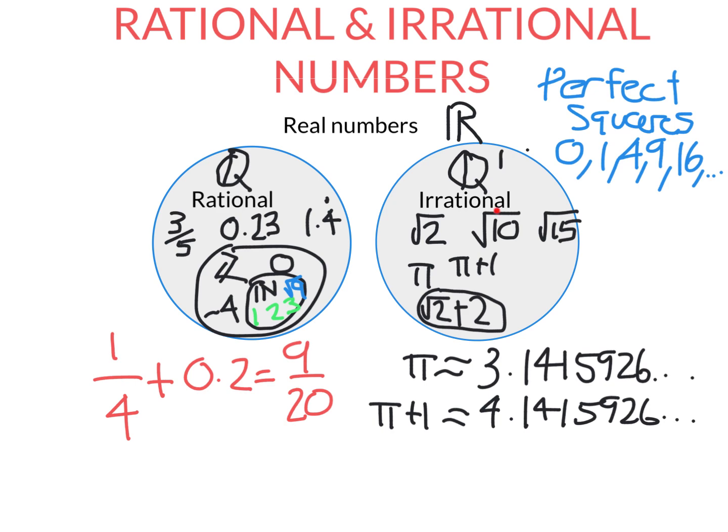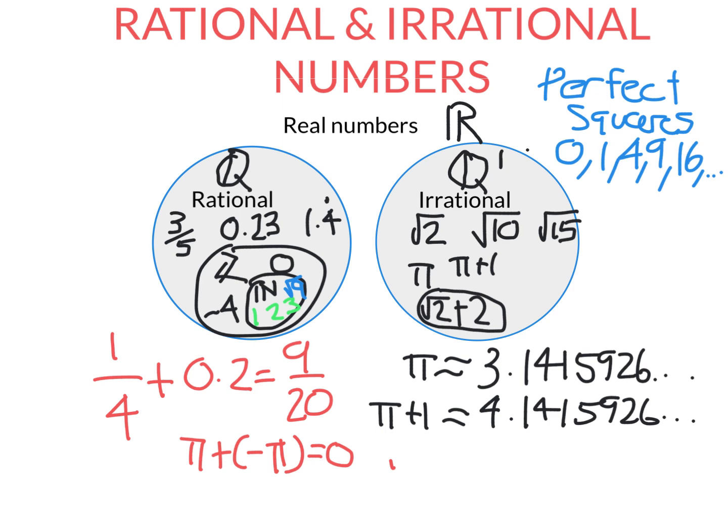If you add two irrationals, however, sometimes you get a rational answer, sometimes irrational. So if I add pi and minus pi, these are two irrational numbers. Pi is this number, minus pi would just be negative 3.14159. So here we have irrational plus irrational. This would actually equal 0, which is rational. So if you add together two irrationals, sometimes you get a rational answer, sometimes you don't.